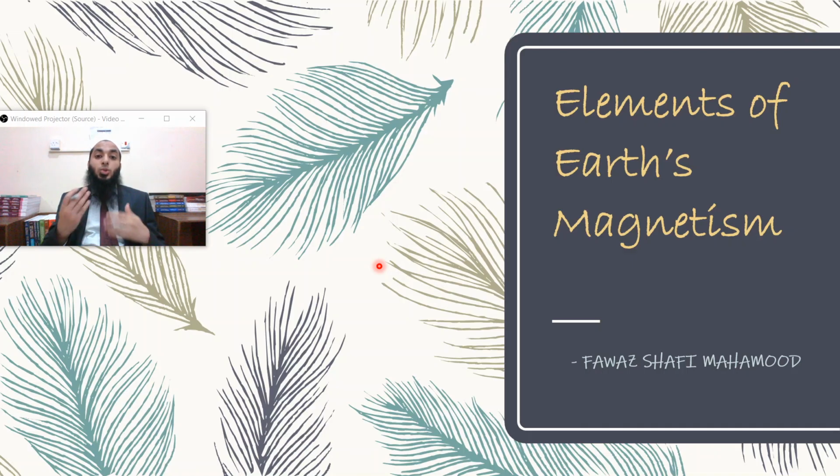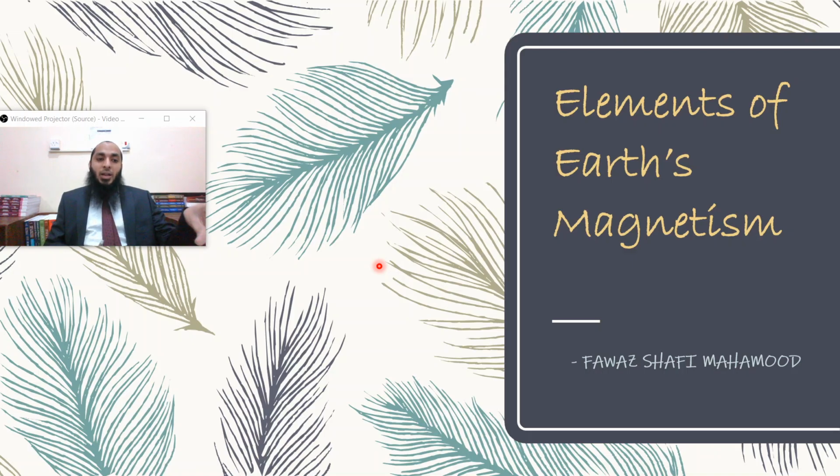So this is called induced magnetism. And who induced this magnetism? Earth, because of its magnetic field. So this is another proof that Earth produces a magnetic field around it. Another proof you want? Okay, I have another one for you.